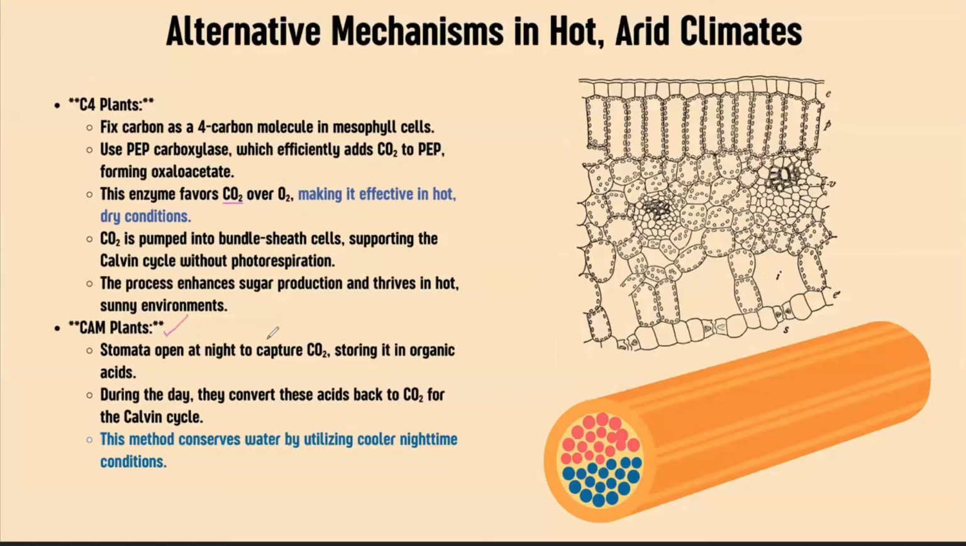Now let's take a look at CAM plants, which favor the stomata opening and closing. So the stomata will open at night, and this is to capture the CO2. You have to think at night it's going to be a lot cooler than during the day. And this is so that when we open it, we're having that gas exchange. The CO2 is then going to be captured by the stomata. And what happens is during the day, it converts these acids back to CO2 for the Calvin cycle. So basically, you're capturing the CO2 at night to then process during the day for the Calvin cycle.